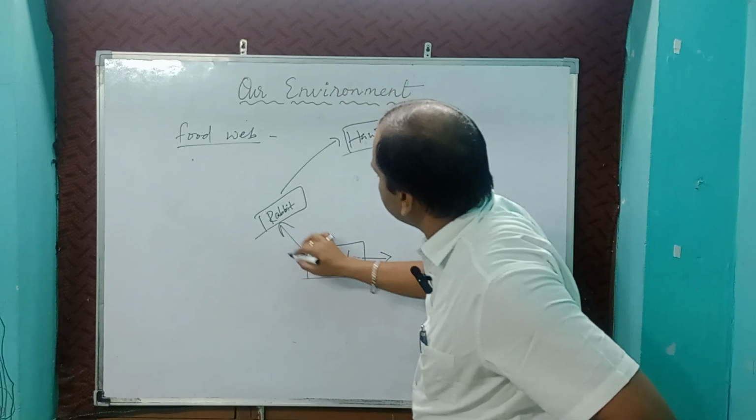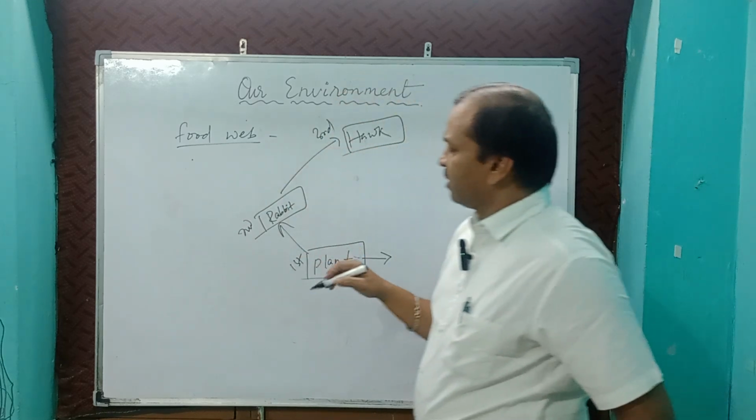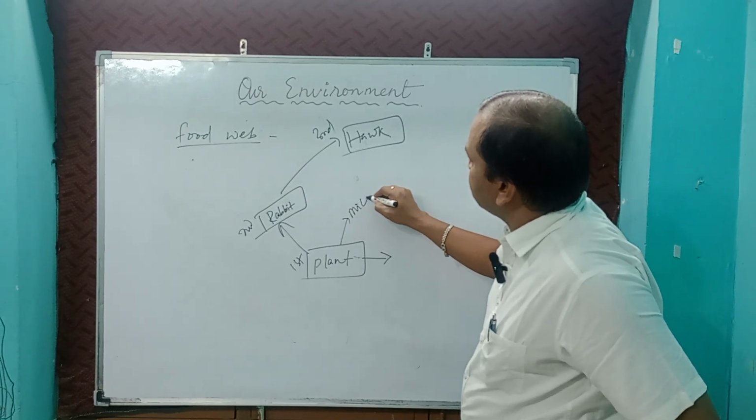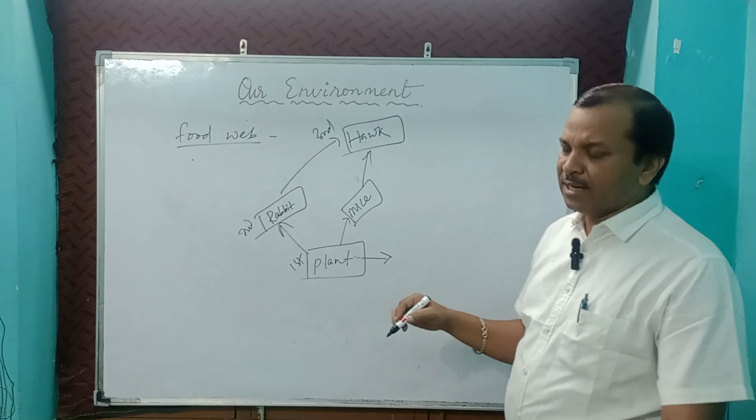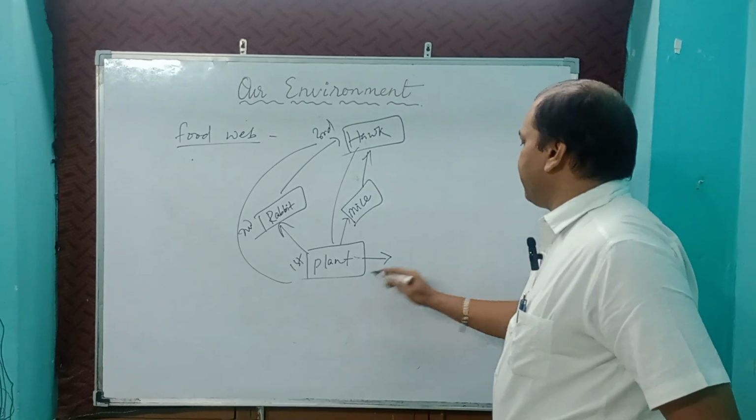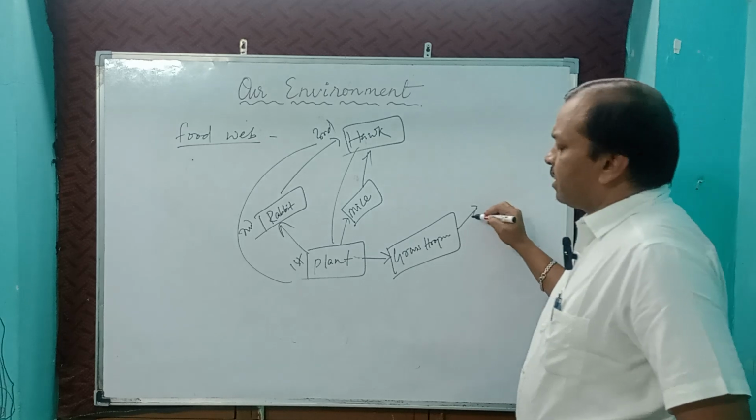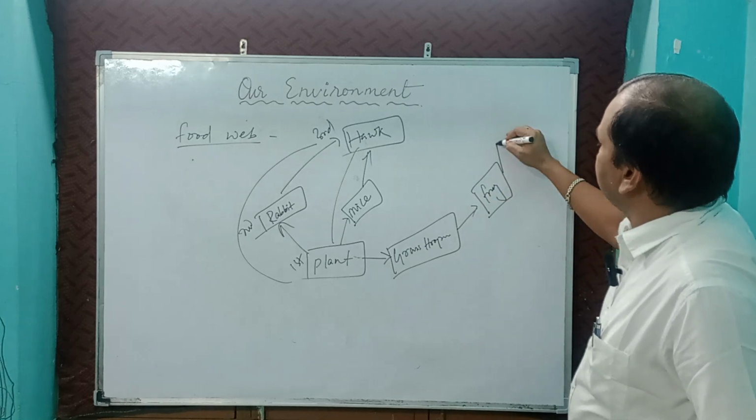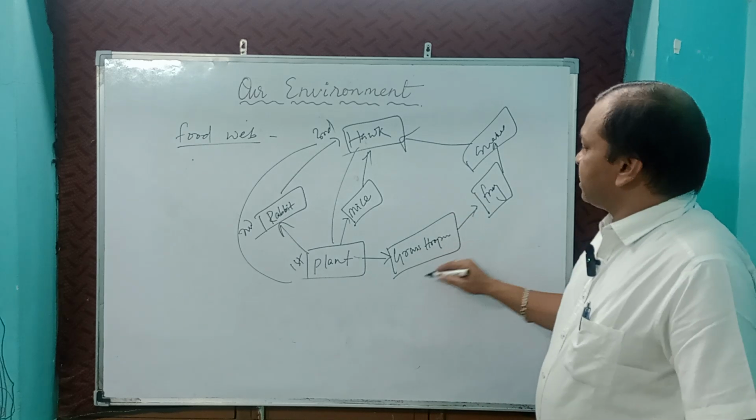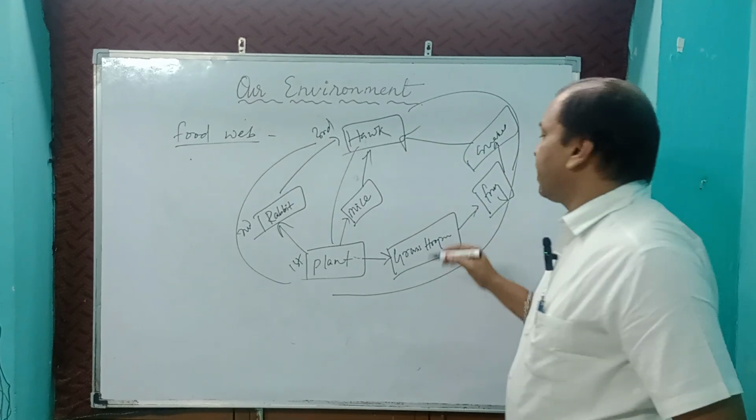Clear? It is first one, it is second, it is third. Clear? Second one we will go: plant can be eaten by mice, rats, and it can be eaten by hawk directly. This is the first chain, this is the second chain. Another chain: plants can be eaten by grasshopper. Grasshopper can be eaten by frog, frogs can be eaten by snake, snakes can be eaten by hawk. Clear? This chain is the third one. Clear?